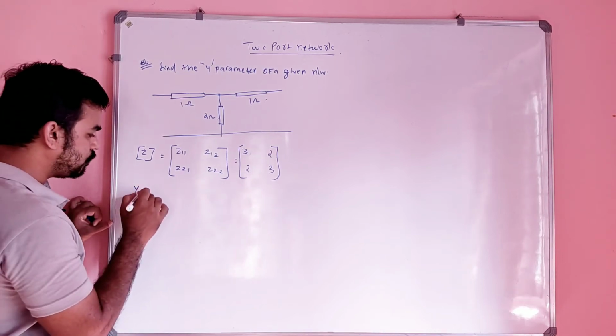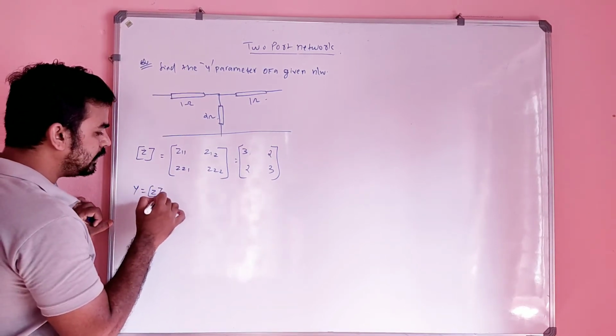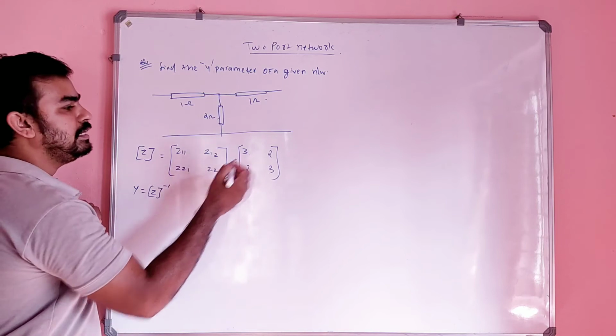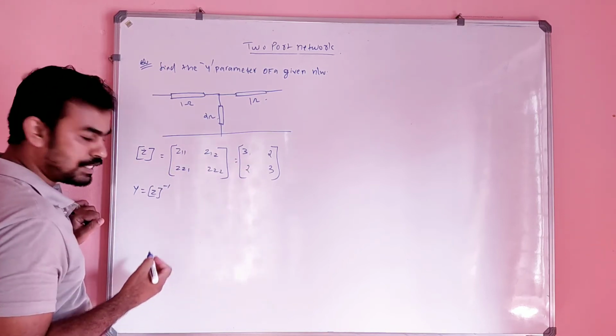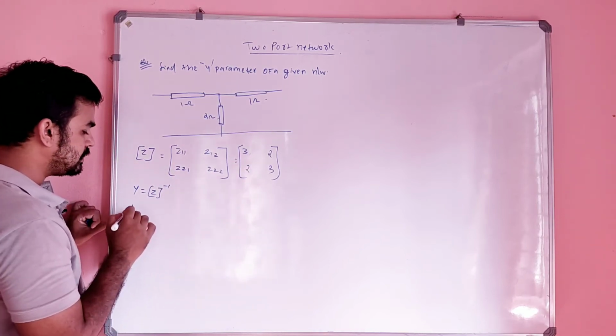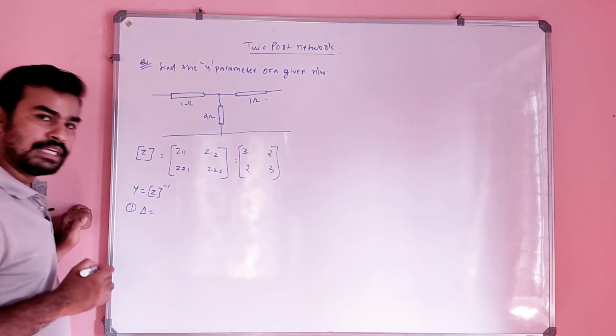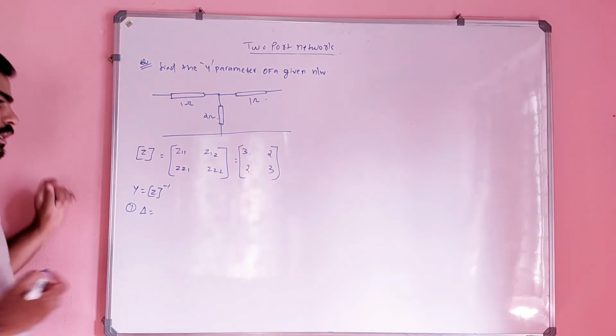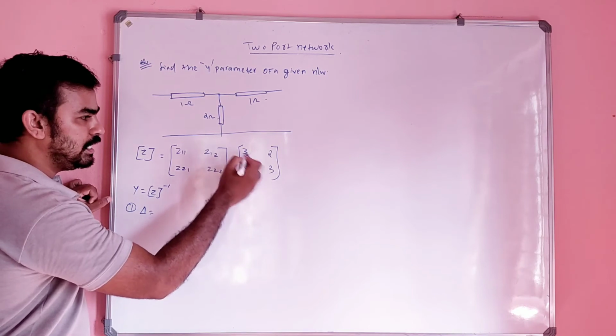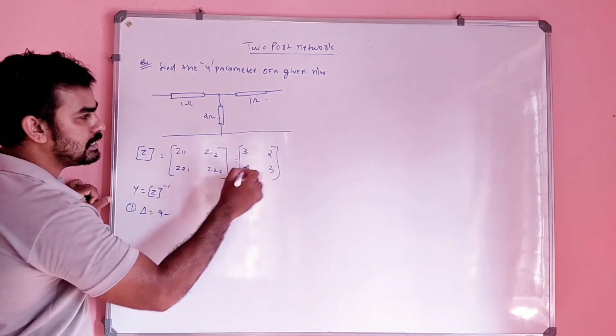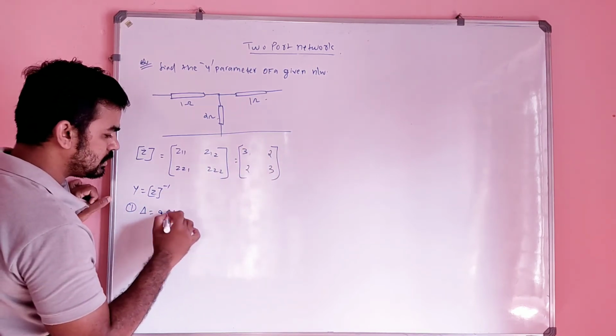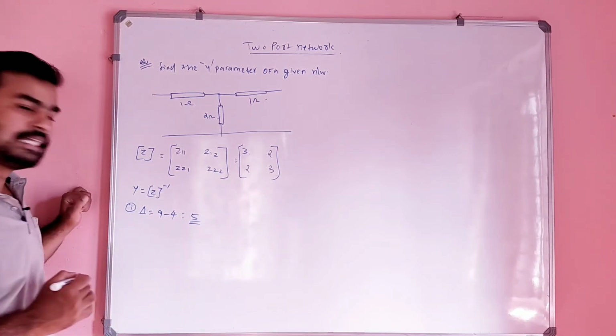Then Y is nothing but Z inverse. How can we find the Z inverse? First, you have to find the determinant. What is the determinant here? 3 into 3 is 9, minus 2 into 2 is 4. It is 5. So 5 is the determinant.